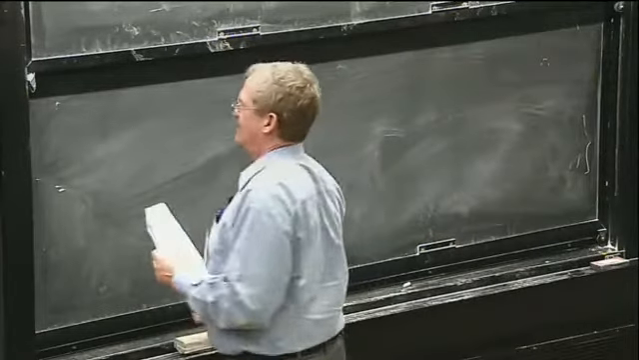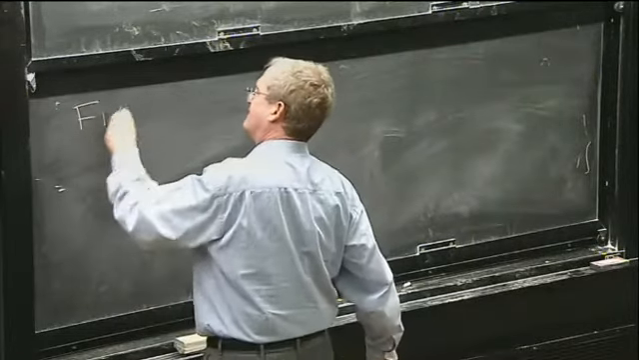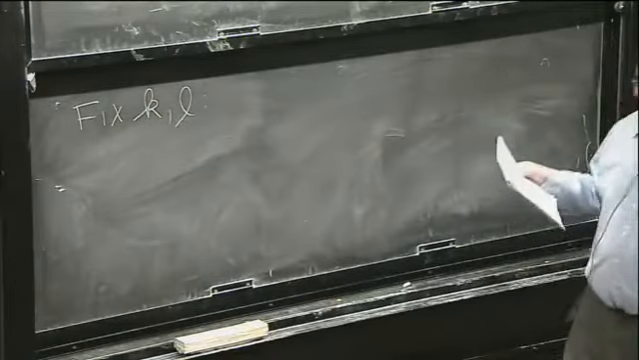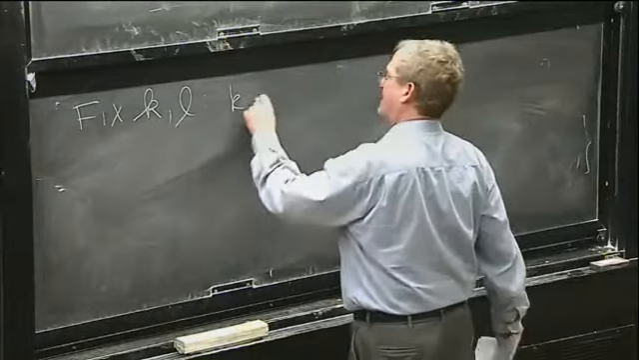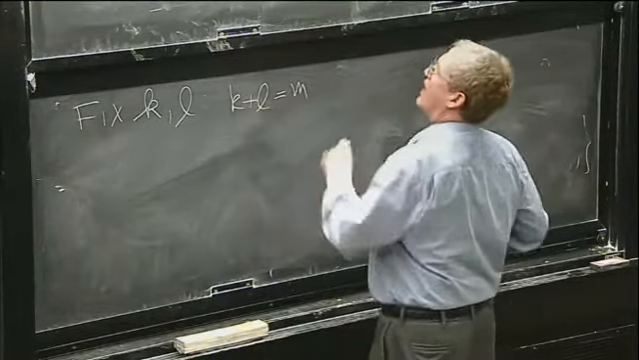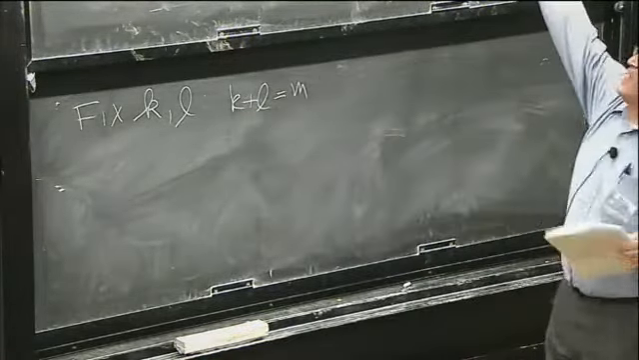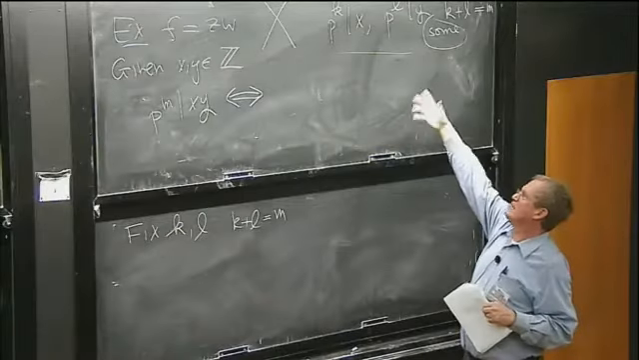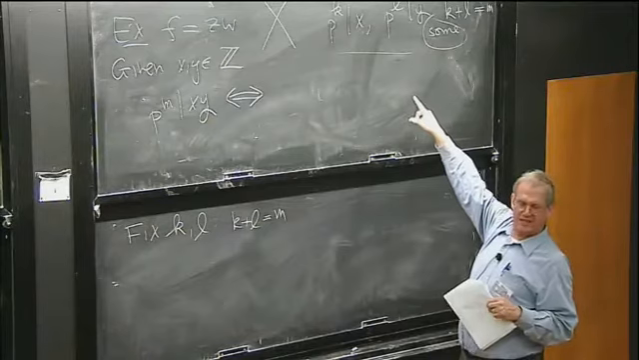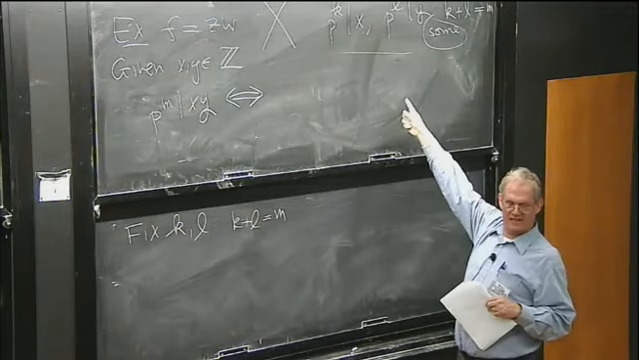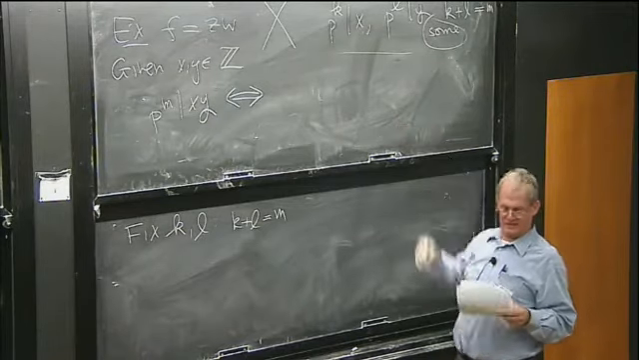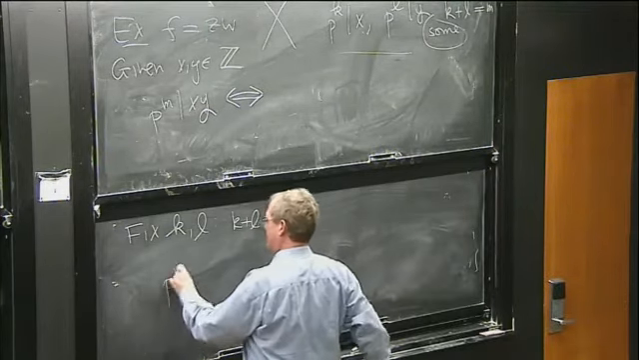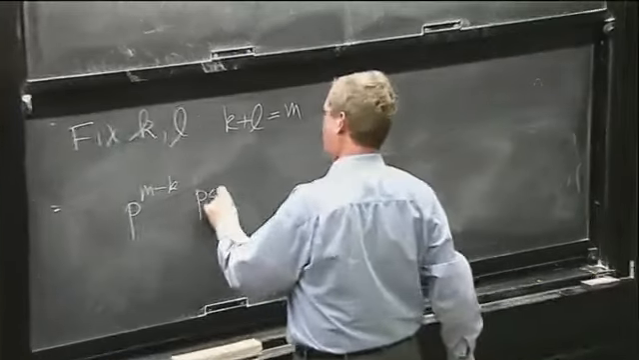So let's fix k and l, with k plus l equal m. Now, how many solutions are there? x has to be divisible by p to the k, and we are working mod p to the m, so how many possibilities are there for x? There are p to the m minus k. That's how many things are left to choose once I know that x has k factors of p. So there are p to the m minus k possibilities for x.